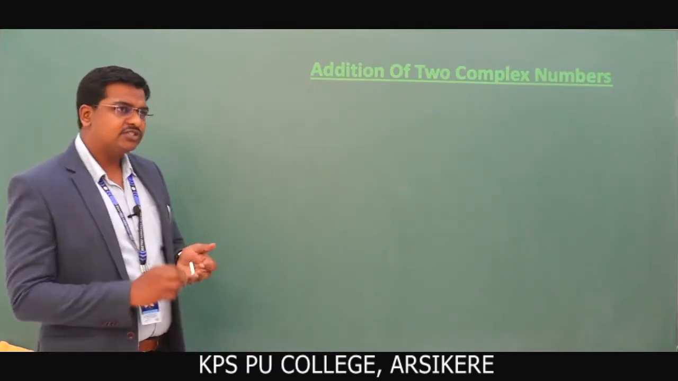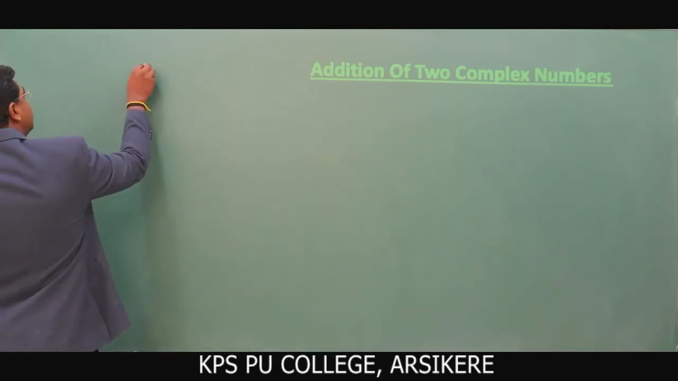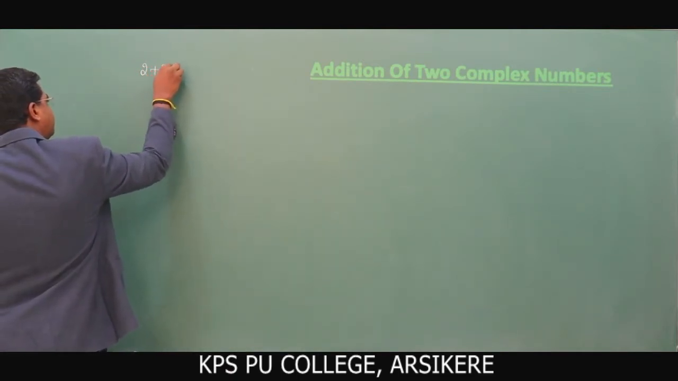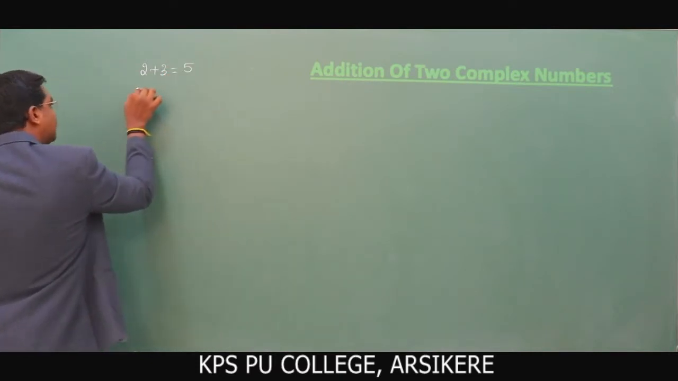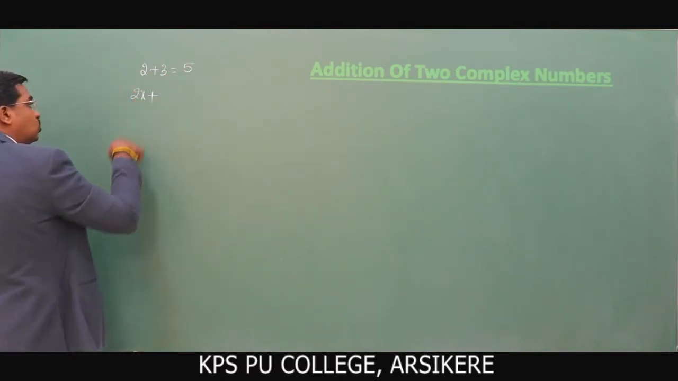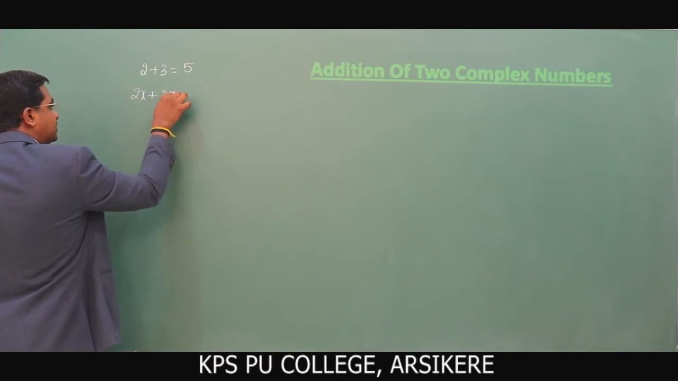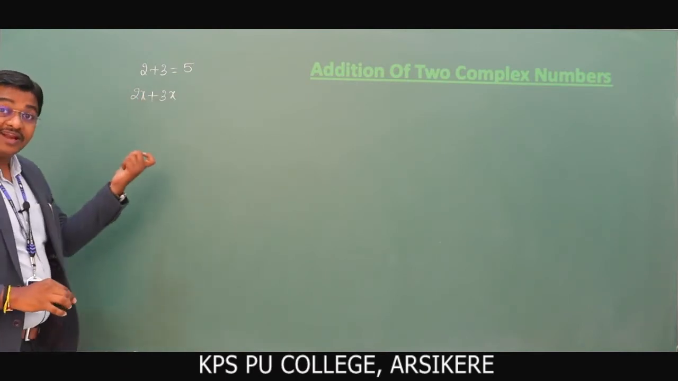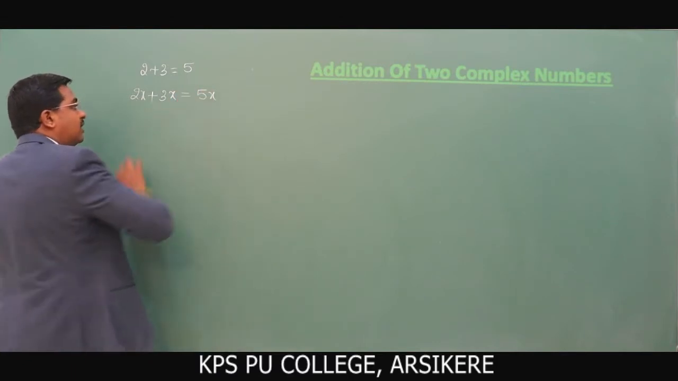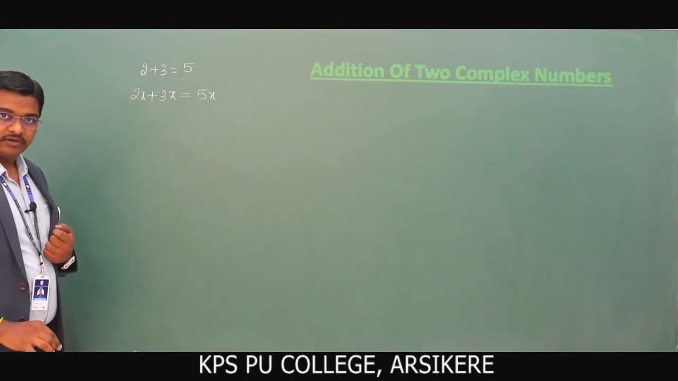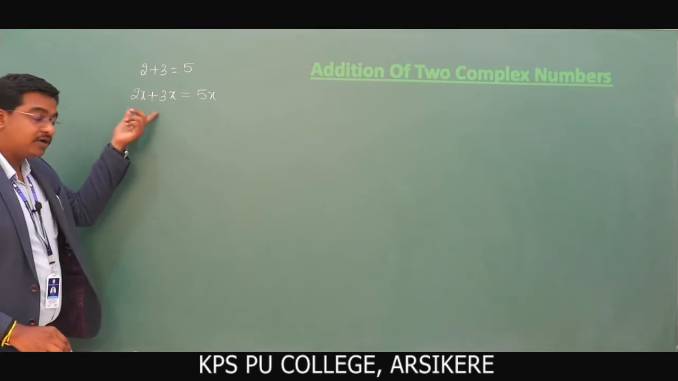Addition of two complex numbers is very important. Generally, when we have the numbers 2 plus 3, how do you add? 2 plus 3 is equal to 5. Similarly, with algebraic terms, 2x plus 3x, obviously they are like terms, so what do we do? We add the coefficients and write 5x. So this is the case in terms of algebra and numbers.